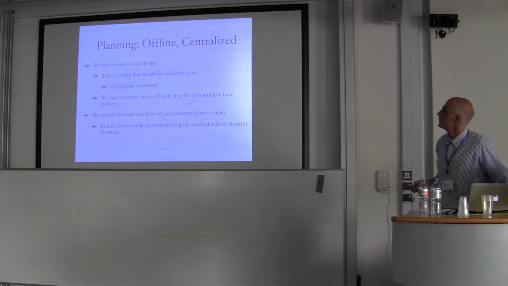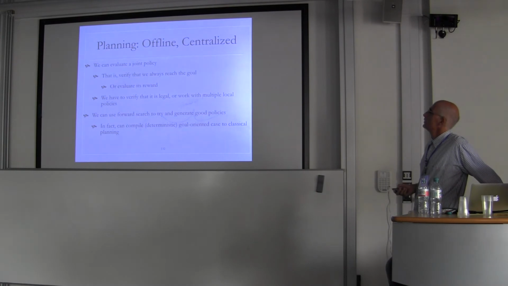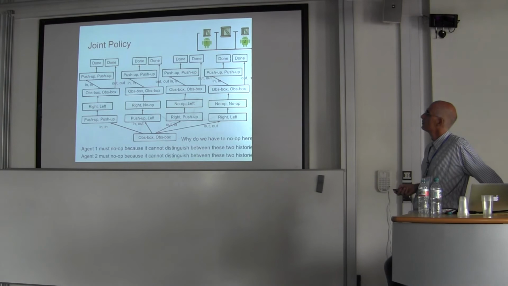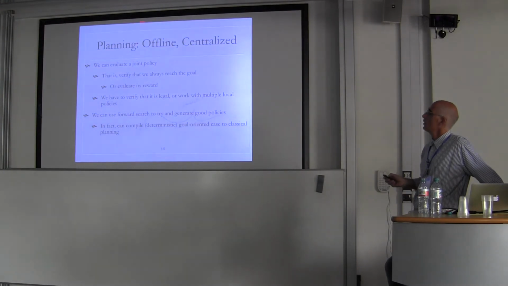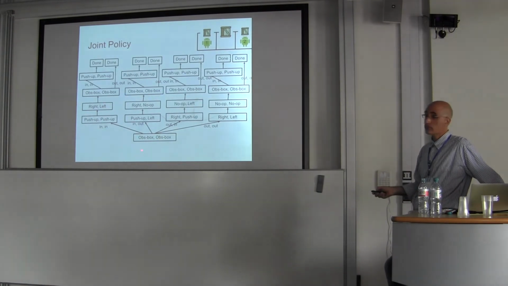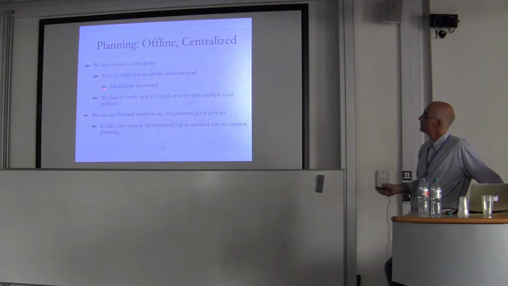Okay. So we're almost at the end. How do we plan for these problems? Most work has been on offline centralized planning. What does this mean? Generate a plan offline in a centralized fashion to be executed by the agents. Basically, generate something like this offline. Then the agent can take this policy and execute it online. How can we do this?